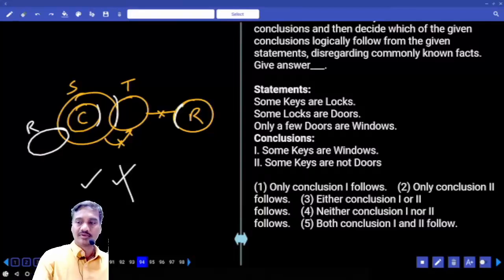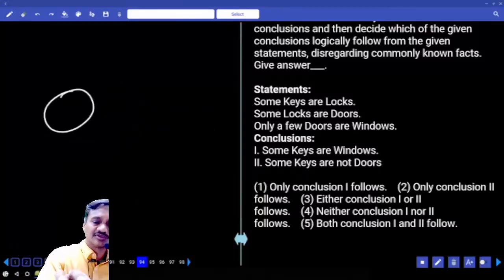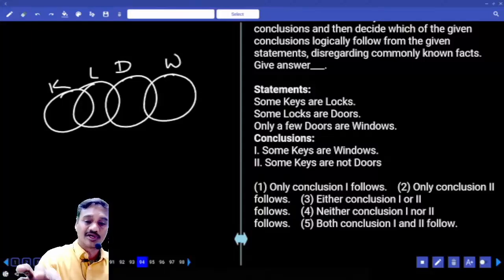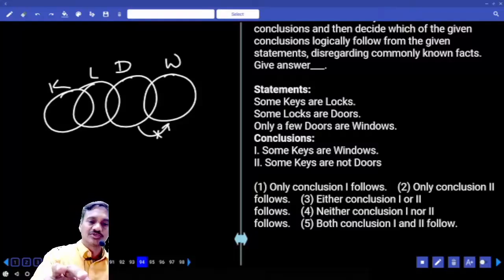Then 94. Now, in this, some of the keys are locks. How to represent this one? These are the keys which are locks. Some keys are locks, and some locks are doors, and only a few doors are windows. Only some doors are windows, but not all. Some keys are windows. Key is here, window is here, no intersection between these two.